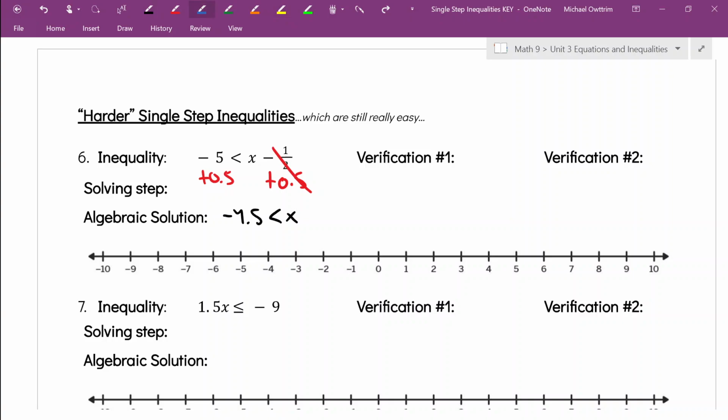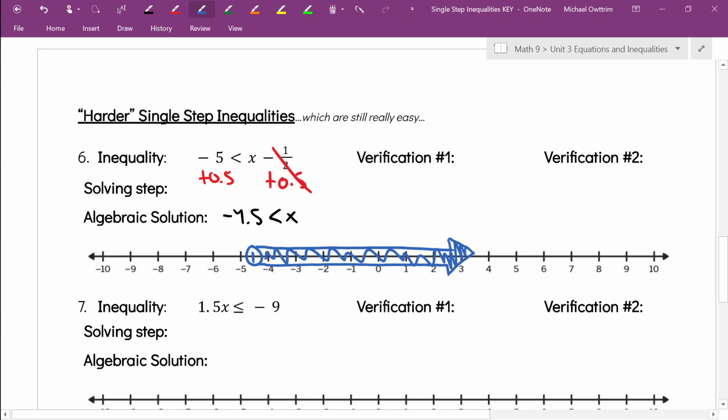So let's start by drawing that. Where would negative 4.5 be? Well, it's going to be halfway between negative 4 and negative 5. Let's put our open circle there since we're strictly greater, and we want the x to be bigger than that negative 4.5, so our arrow is going to go to the right.